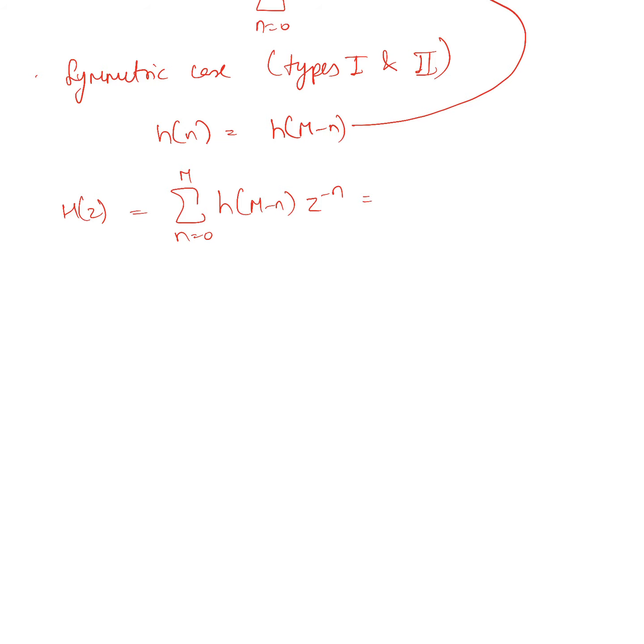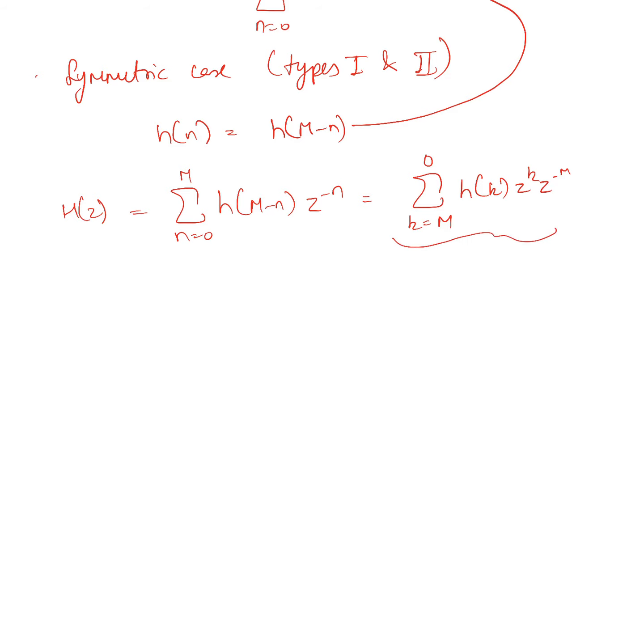I can also reparameterize this function by changing the summation to, let's say, k equal to M to 0, and putting h[k] and z to the power minus n. So this is what I will get. Which is nothing but, it should be M, because we have replaced n by M minus n, so it would be minus M.